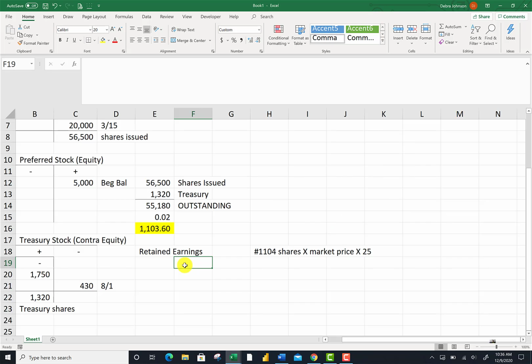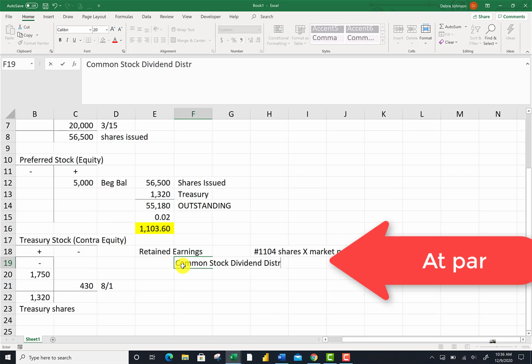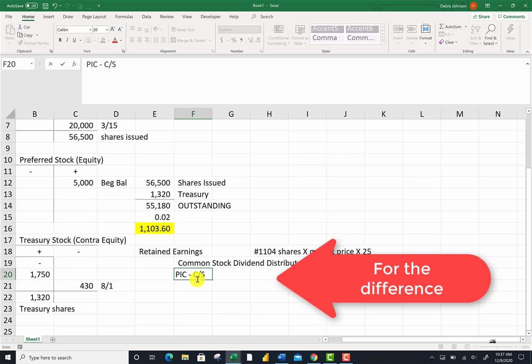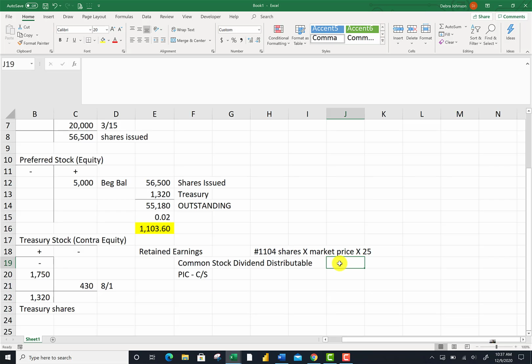And you would have two credits. The two credits would be to the common stock dividend distributable. And the other credit would be to the paid-in capital in excess of par for the common stock. Remember that shares are always put on the books in the common stock account at the par value, and PIC would pick up any of the difference. That's how the transaction for September 15th, the stock dividend, would be recorded.